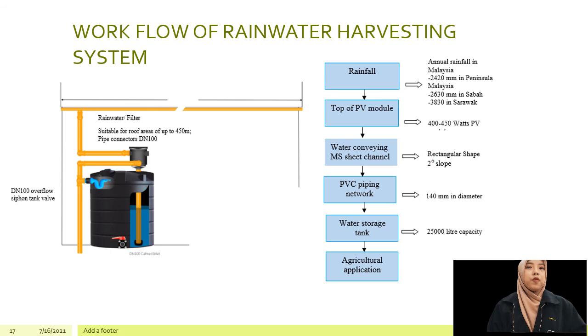The workflow for the rainwater harvesting system is: the system starts with rainfall captured on the top surface of the solar modules and then collected into the MS sheet channel. Then, the water will flow through the PVC pipe network to a water storage tank.